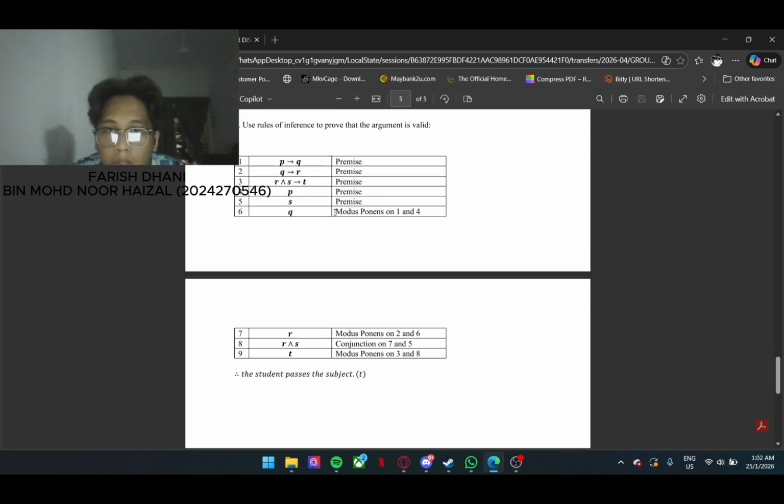So we apply modus ponens on premises 1 and 4, and we get Q. And then for number 7, we apply modus ponens on 2 and 6, where we get R. Then we apply conjunction on 7 and 5, which gives us R and S. And then we apply modus ponens on 3 and 8, and that's why we get T. Therefore, the student passes the subject. Thank you. That's all.